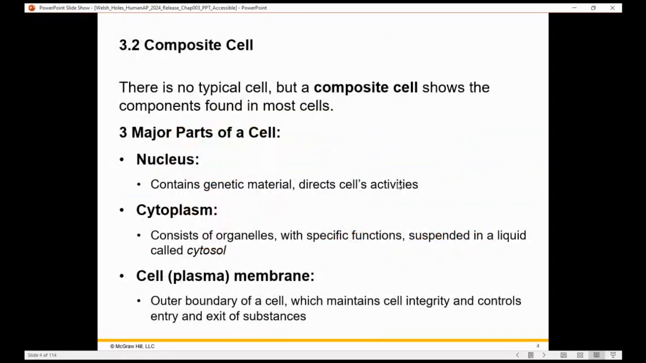But as you can see, there's no typical cell, but a composite cell shows the components found in most cells. So that's what we're going to study, and that's what you need to commit to your memory.